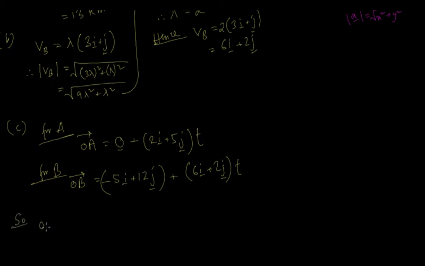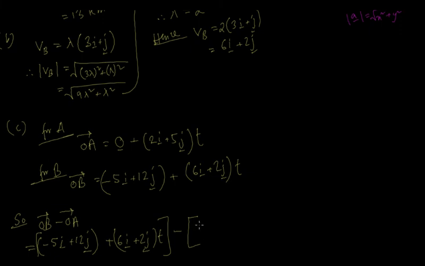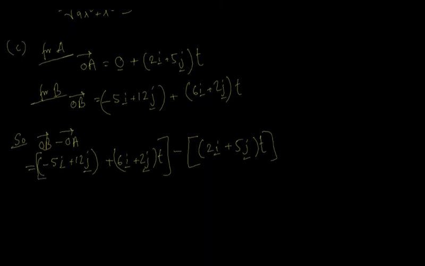So we have to find OB minus OA, which means AB. So that means we're going to write OB first. Last time I made a mistake, actually. We didn't make any mistake. So we have to write this first of all: minus 5i plus 12j plus 6i plus 2j t. Then minus OA is going to be 2i plus 5j t. Okay, now we have to do some algebra.